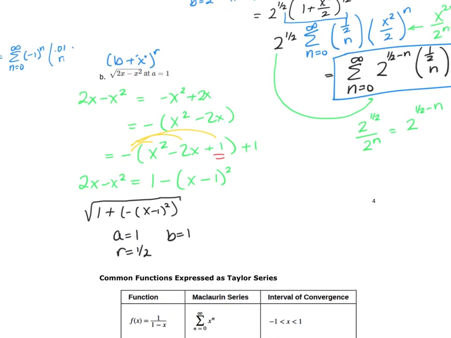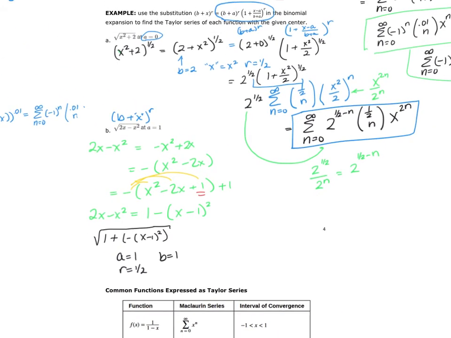So when I write this out using that substitution, I have b plus a. So this is equal to b, which is 1, plus a, which is 1, raised to the 1/2. And then I have 1 plus, and my, quote, x is the negative x minus 1, the quantity squared, minus a, my a happens to be minus 1, over my b, which is 1, plus my a, which is 1, raised to the 1/2.